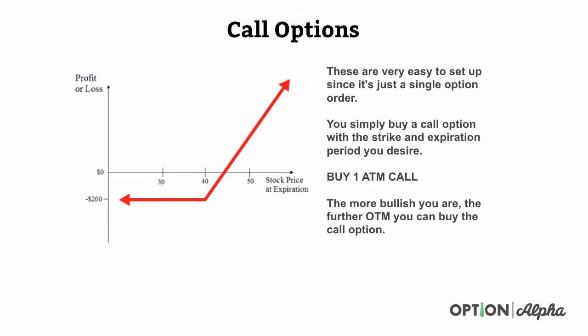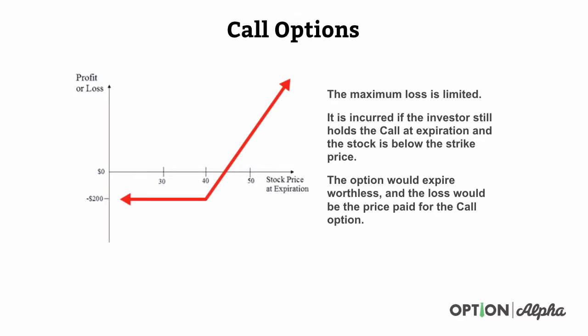You simply buy a call option with the strike price and expiration period you desire. In this example, you might buy a call option that's, say, at the money, or you might buy a call option that's out of the money if you're even more bullish. An at the money option would be, if the stock is trading at $40, you would buy the 40 strike calls. If the stock was trading at $30, you might buy an out of the money option, meaning the stock price isn't quite at the strike price yet, and you might buy an out of the money 40 strike call option. So again, where you buy the options is determined by how bullish you are and how much time you need until expiration.